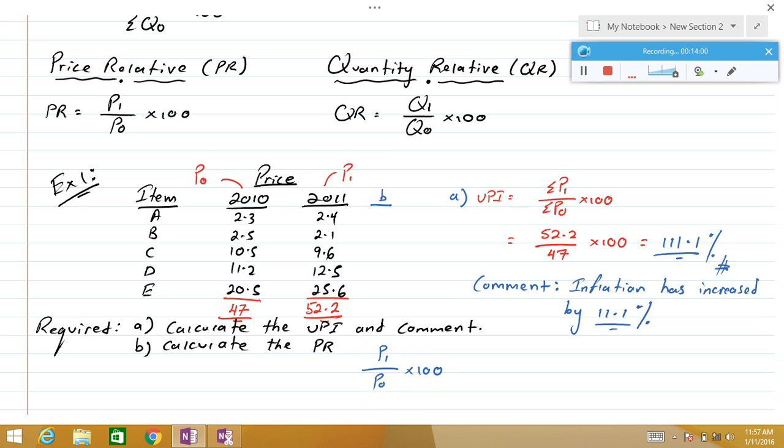The concept is the same. So what do you do? 2.4 divided by what? 2.3 times 100. How much do you get? 2.1 divided with 2.5 times 100. How much do you get? And so on. So calculate for all the items one by one. How much?